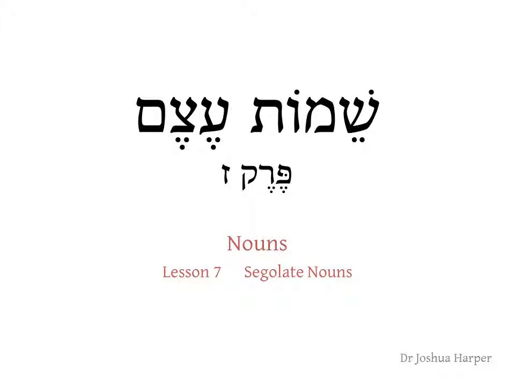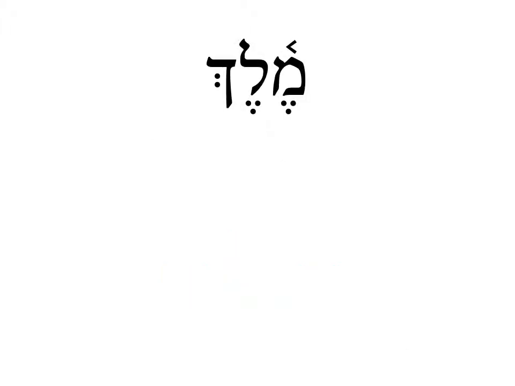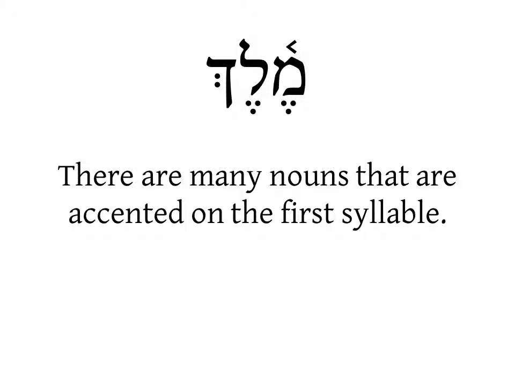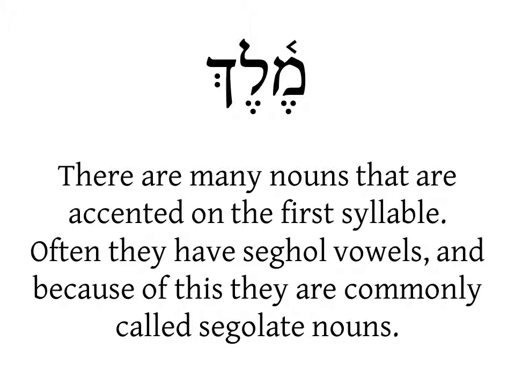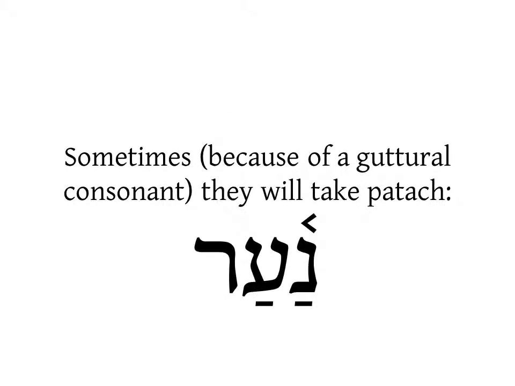Nouns, Lesson 7, Segolate Nouns. In the noun melech, do you notice that it's accented on the first syllable and it has two segols in it? There are many nouns like this that are accented on the first syllable, and often they have segol vowels. Because of this, they are commonly called Segolate Nouns. These are some of the most common nouns in Hebrew.